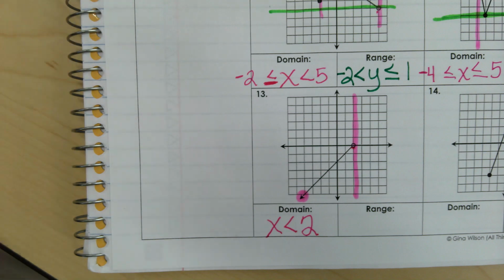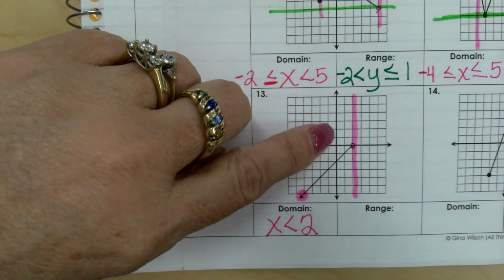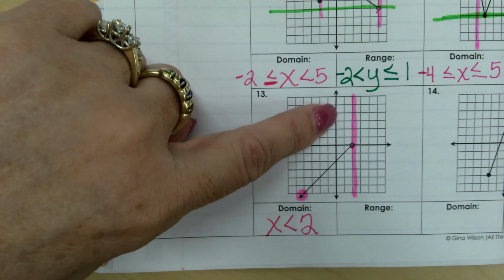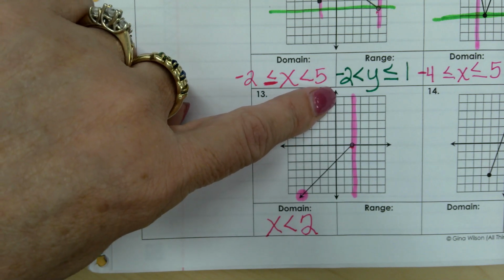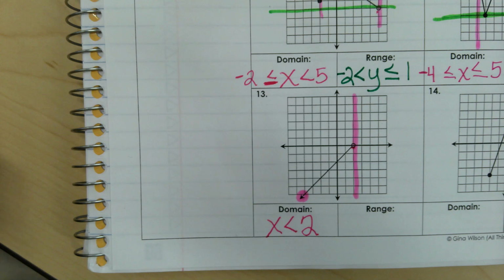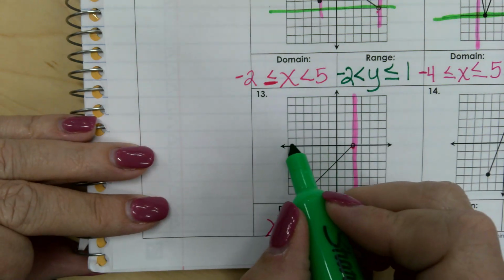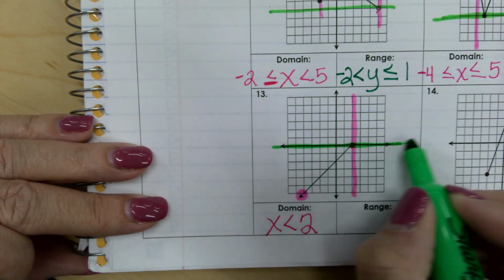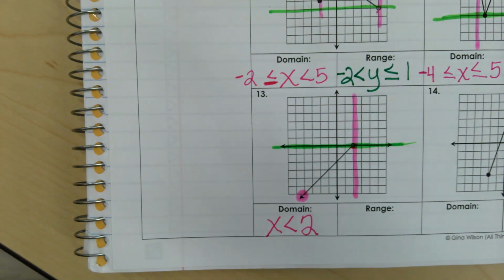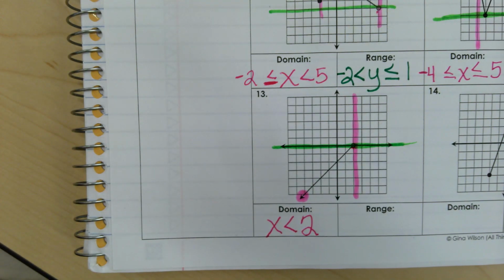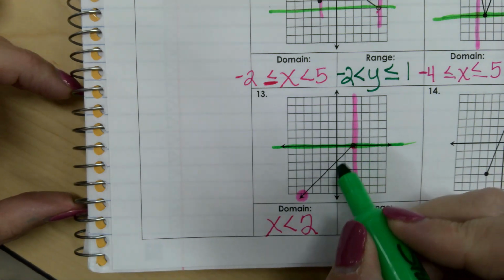All right, now let's check up and down. So I start at the origin. Is this graph going up forever? Or is there a boundary? No, there's a boundary. Look, does this arrow go past the green line? Nope.